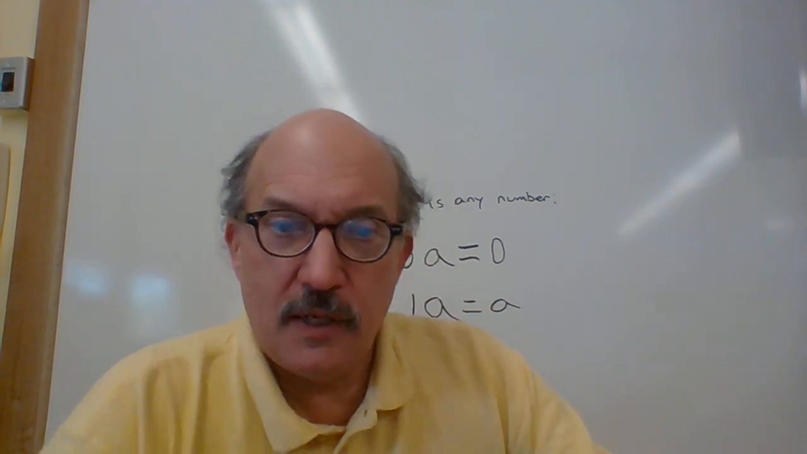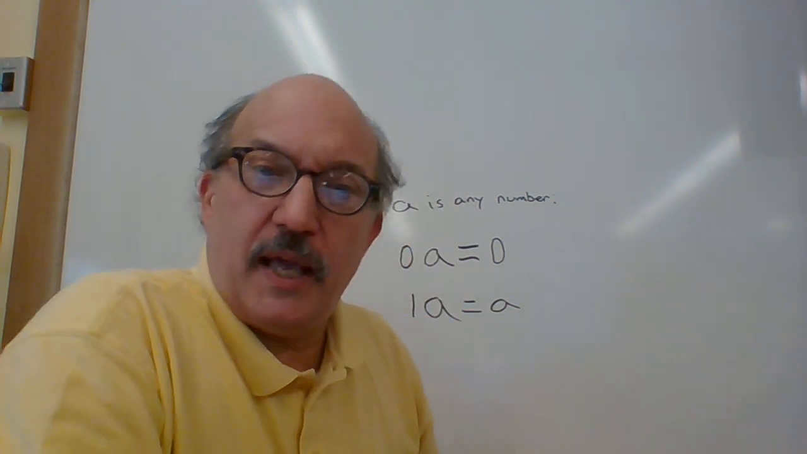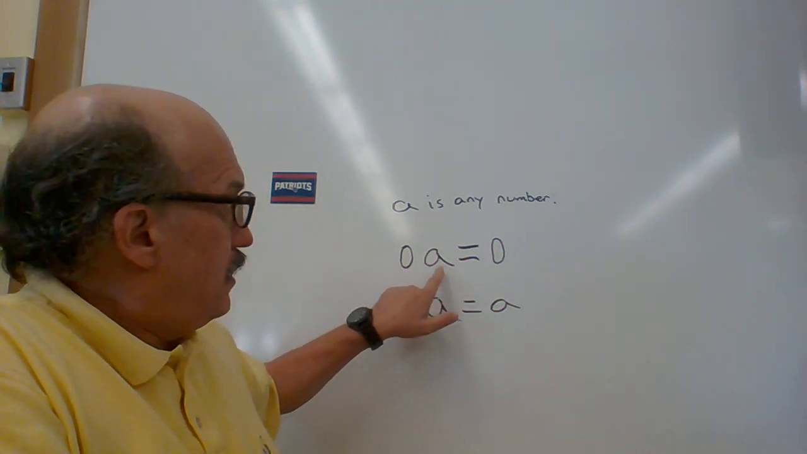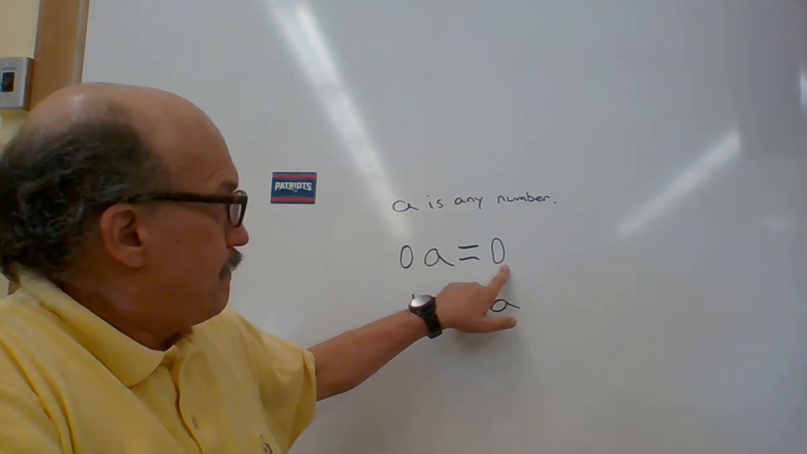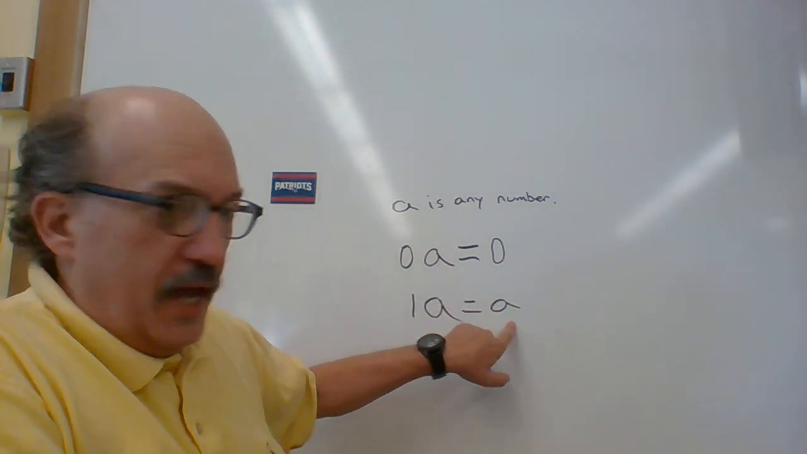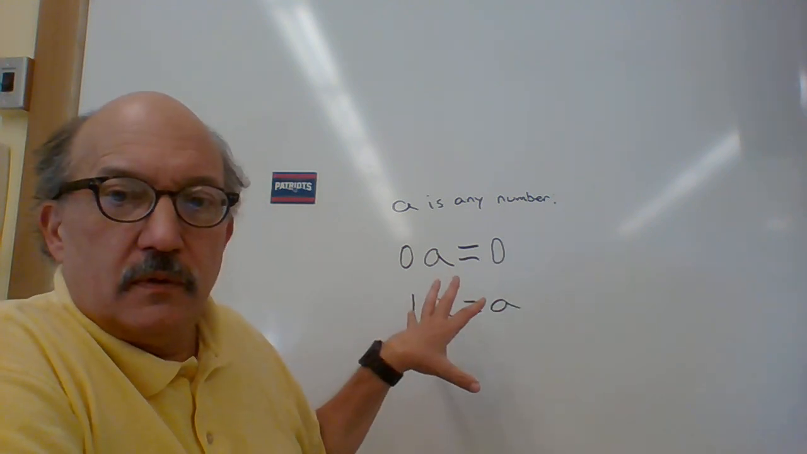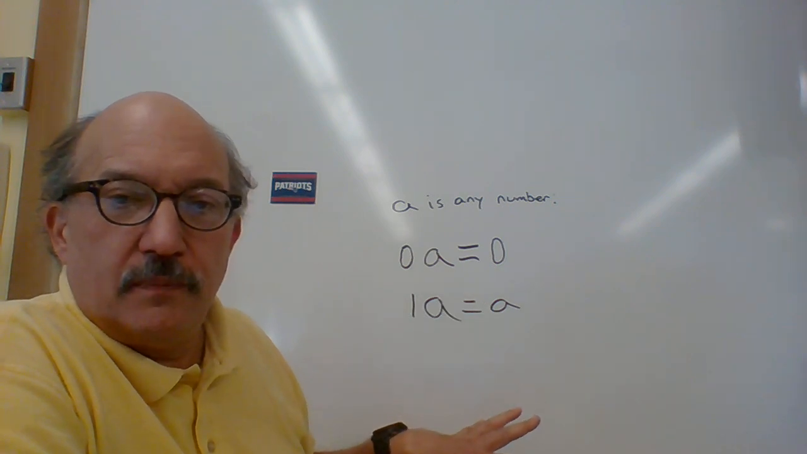But for now, what we're going to do with letters is we're going to say, let's take a letter, let's say A. Let A be any number. So the letter A stands for any number whatsoever. And if we do that, look at what we can say in relation to multiplication. A is any number. 0A equals 0. And 1A equals A. Now, to any student 7th grade or above, that's going to look very familiar to them.